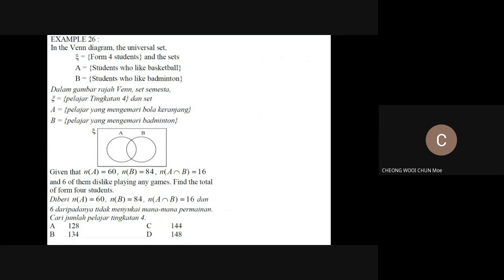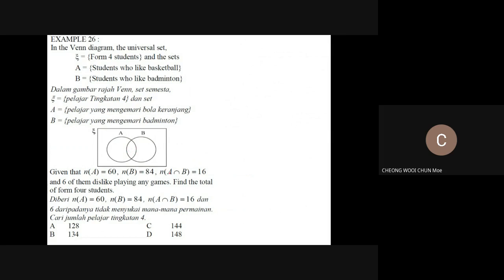They say Venn diagram, universal set is 4 students. A is students who like basketball, B is students who like badminton. This one in the middle means they like both basketball and badminton. This one likes only basketball. Here likes only badminton. Here don't like anything. So number of elements of A is 60, that means the whole of A here is 60. Number of elements of B is 84.